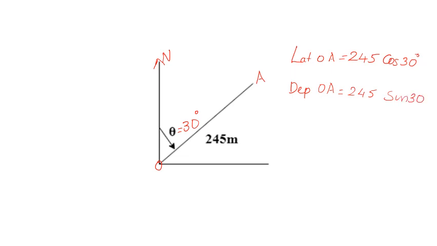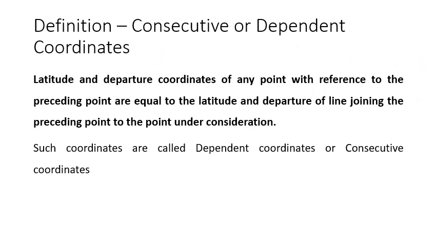Okay. Will be the coordinate of that B, as the latitude and departure of line AB.